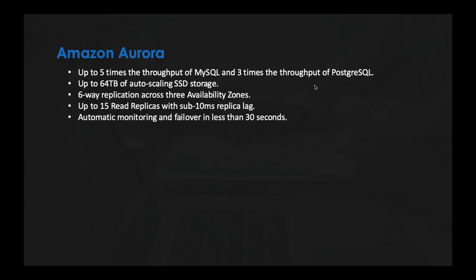And in case of failure of this Aurora, it will automatically detect and will create another RDS machine within less than 30 seconds. So this is a more performance-wise and more productive way of going to the RDS machine rather than going to the normal MySQL and RDS machines.